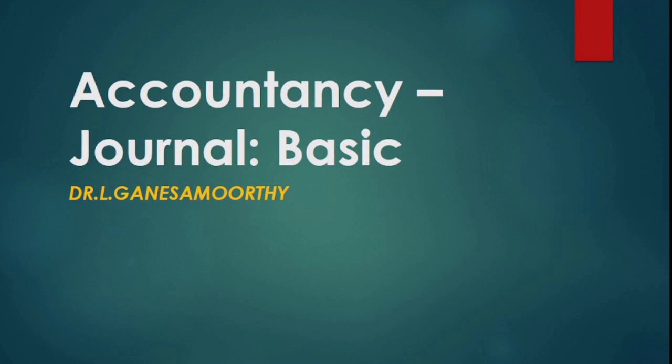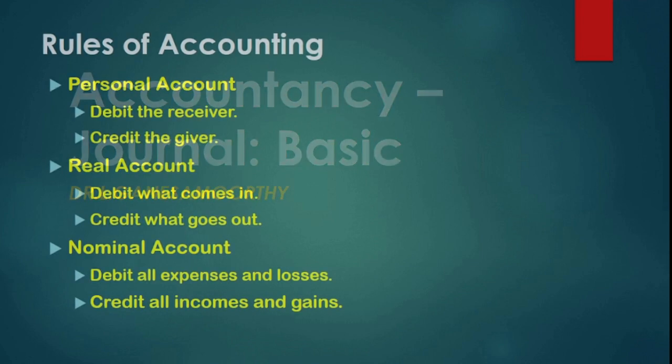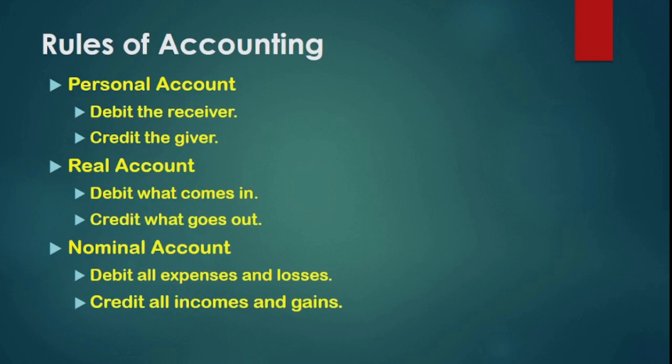In accounting process, journal is the primary books of accounts. It is the first step of accounting process. In this, we record all the business transactions. For understanding journal, you should understand the types of accounts and their rules.